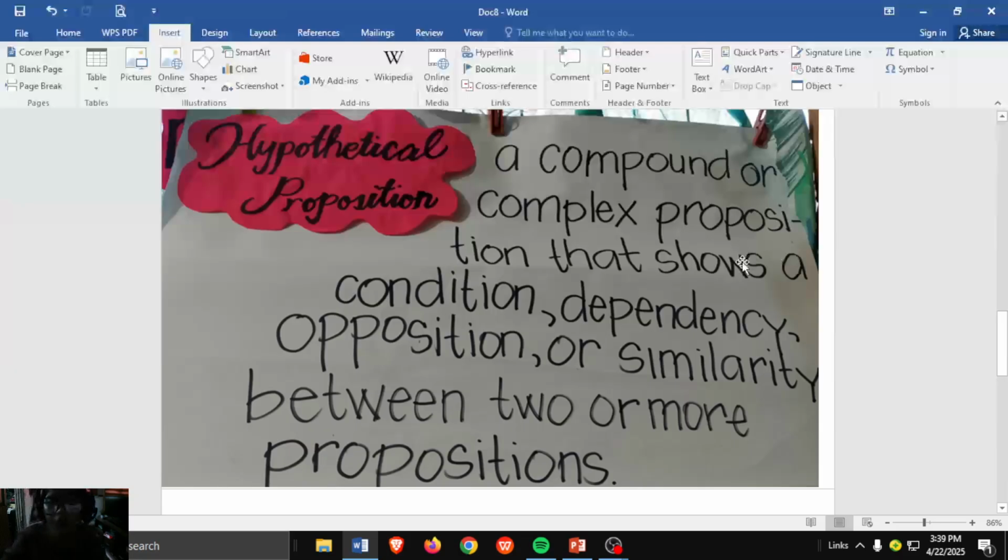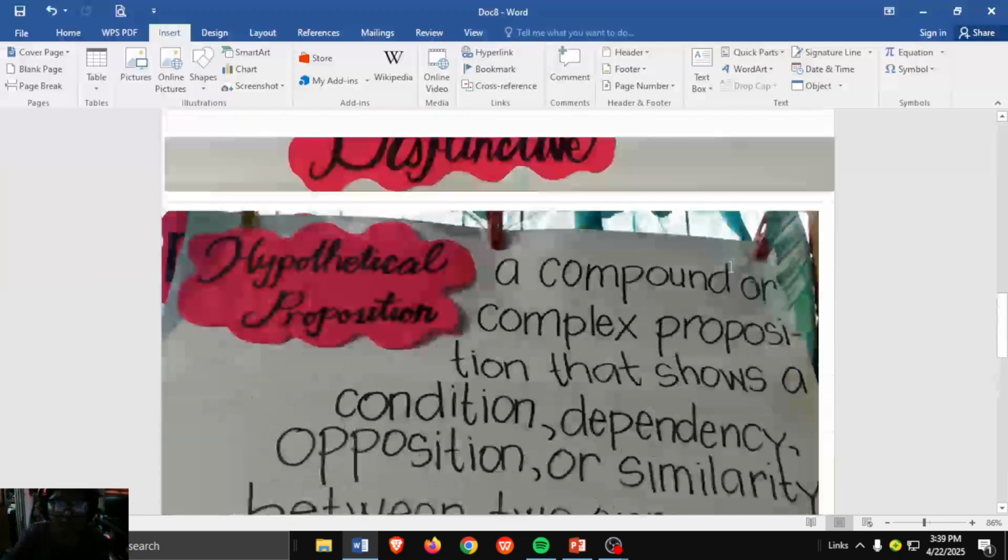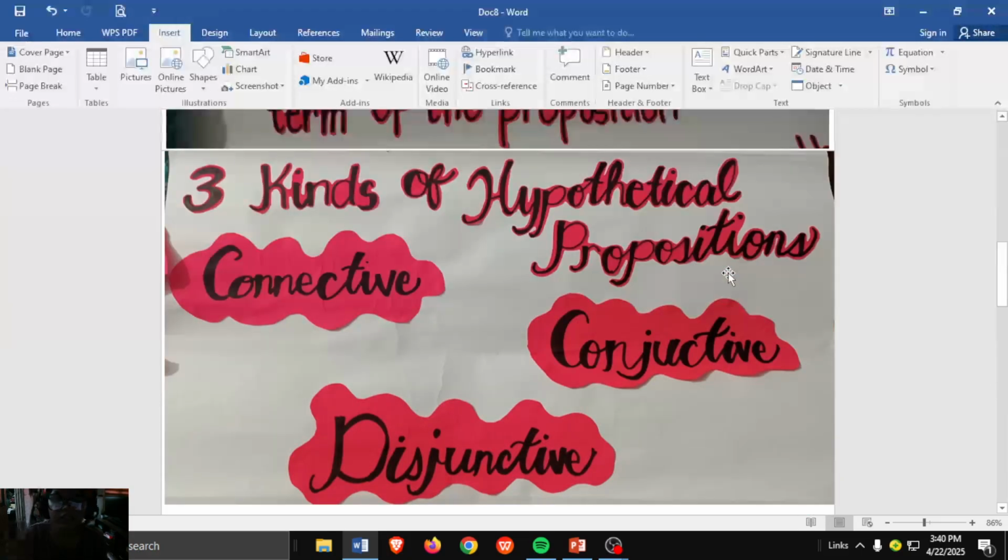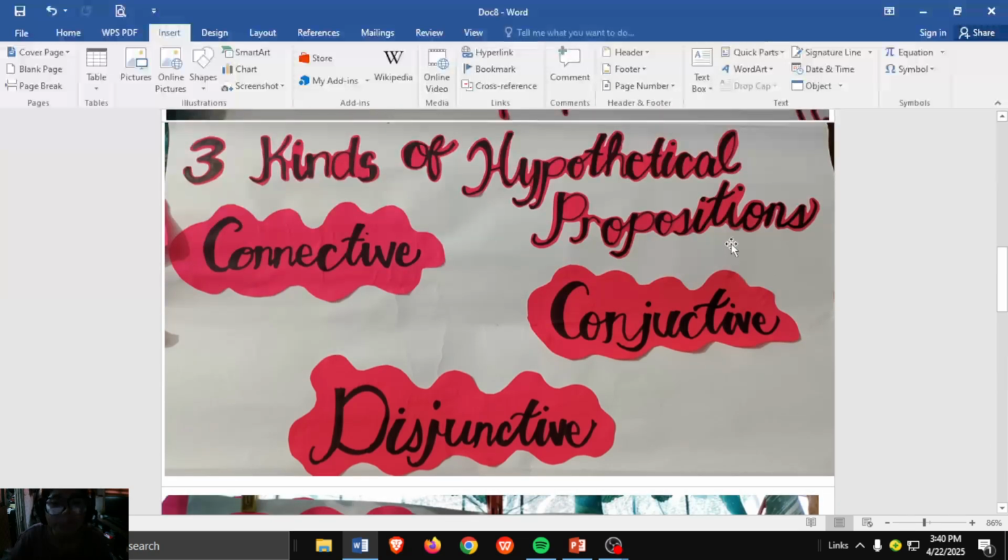It has 3 kinds of hypothetical proposition: the conditional or hypothetical, the disjunctive, and the conjunctive. So I am going to give their definitions, but I am not going to dig deeper into the three kinds of hypothetical proposition because Miss Amasen will be the one who will discuss and expound more about these three kinds.